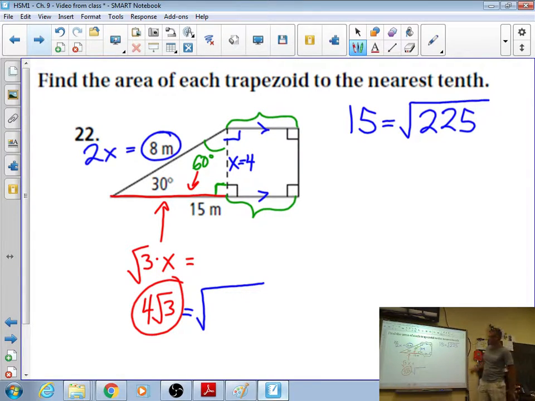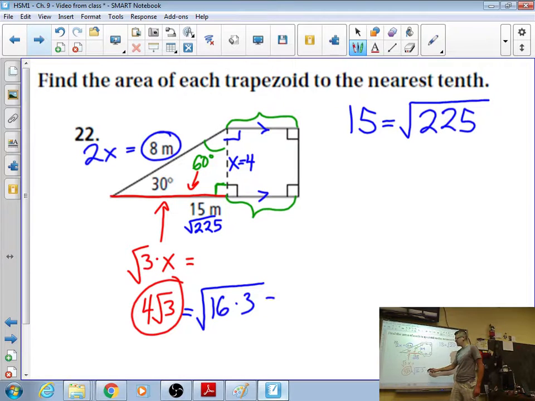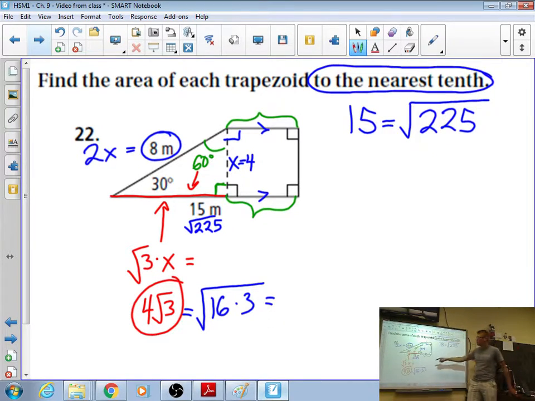You get 225. So I could actually represent the length of the entire bottom here with radical 225. And to get this whole value as just a square root, I have to square my 4. So that becomes the square root of 16 still times that 3. Any questions with what I've done so far? I'm making everything radical just to make it easier to work with. Also, because this says to the nearest tenth, I could just evaluate the decimal form of that. That's another route that you can take.